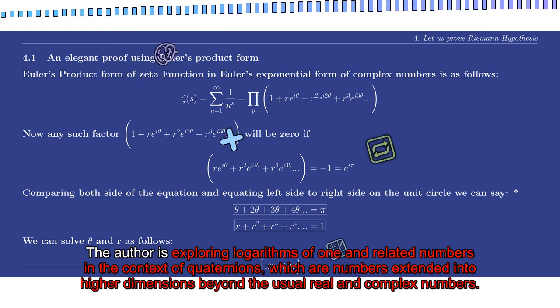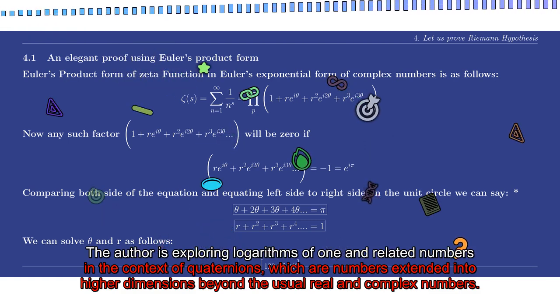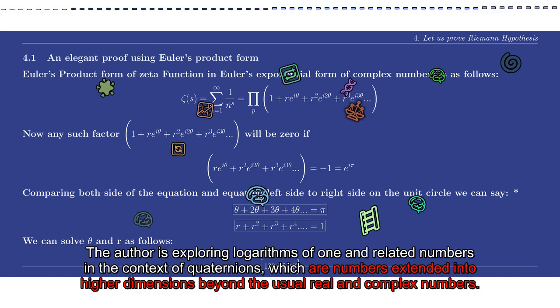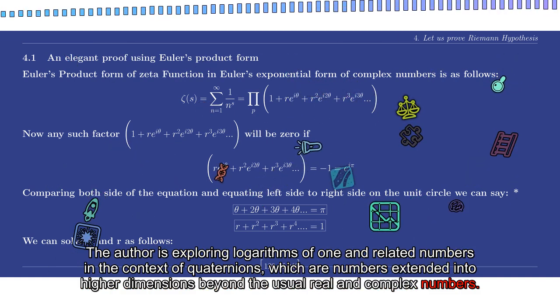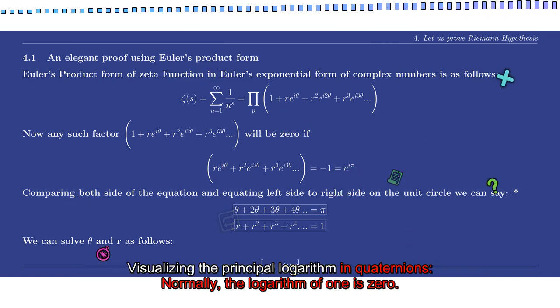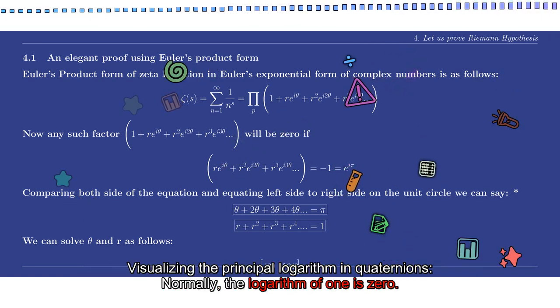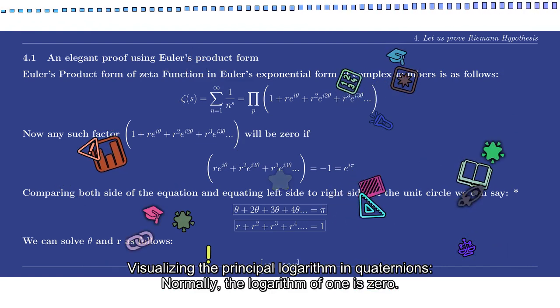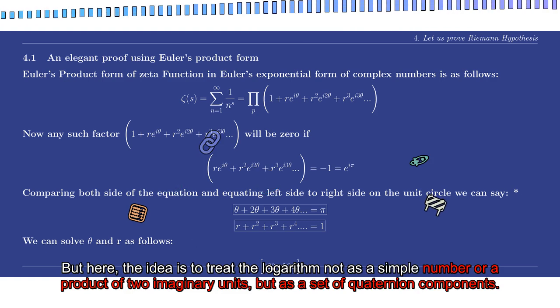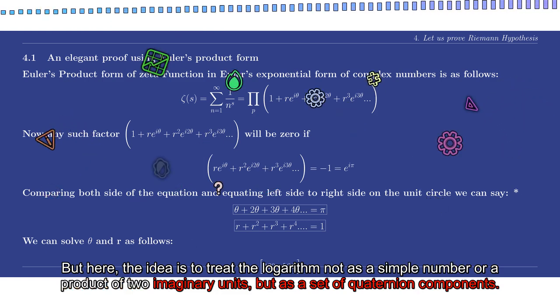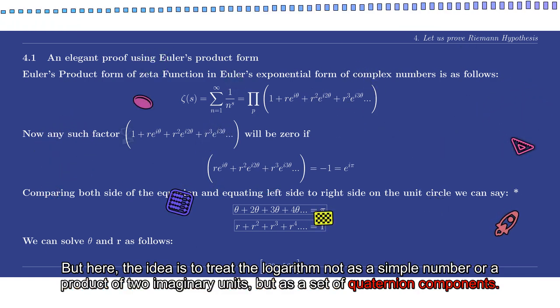The author is exploring logarithms of 1 and related numbers in the context of quaternions, which are numbers extended into higher dimensions beyond the usual real and complex numbers. Visualizing the principal logarithm in quaternions: normally, the logarithm of 1 is 0, but here the idea is to treat the logarithm not as a simple number or a product of two imaginary units, but as a set of quaternion components.